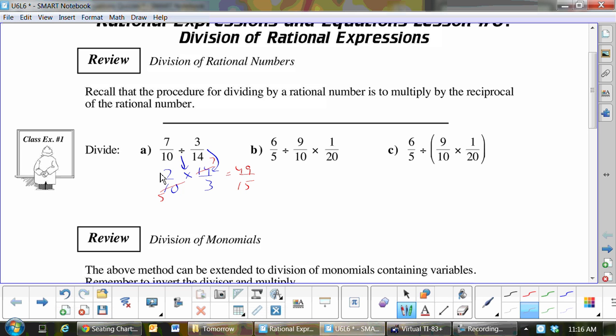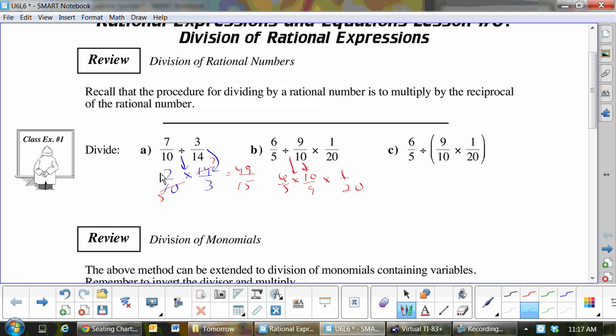Now, this always comes up. B. Look at B. Okay, I know the rule now. I got you. So, if it says 6/5 divided by 9 over 10 times 1 over 2, do I flip both of those? No, you don't. Okay, you just flip the one beside it. So it'd be 6/5 times 10 over 9. Right? I did both of those.